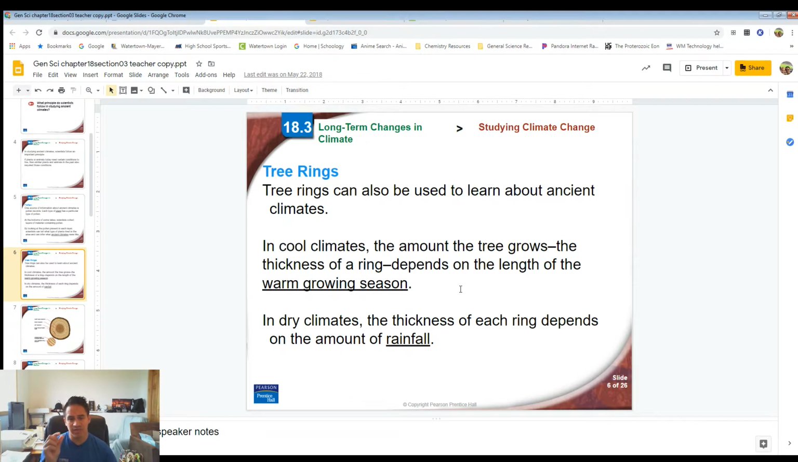But you can also look at how thick each ring is. The thicker the ring, the better and the longer the growing season was during that time. And the thinner the ring is, the worse the growing season was.